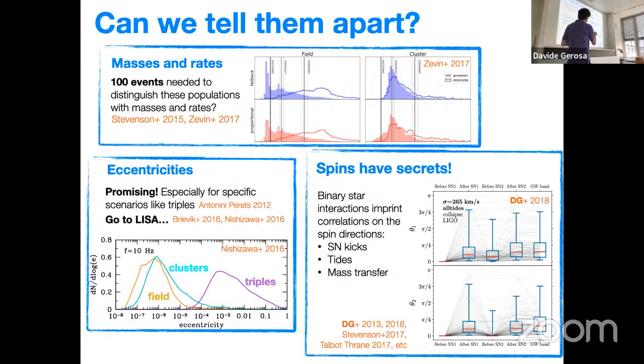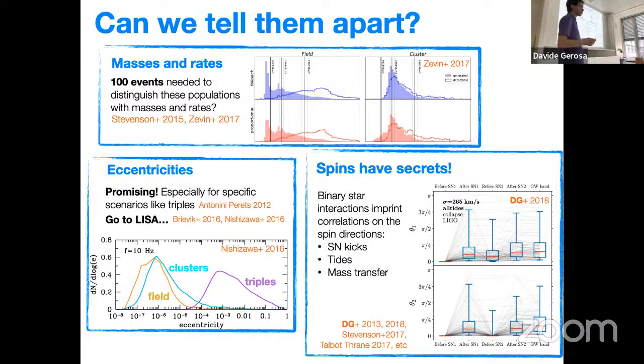Spins are promising. This is something I worked on in the past. The idea here being that if the black holes have been growing from binary stars, there are some aligning processes that might have aligned the spins, because the two things have been born together from the same molecular cloud, so they might inherit the same global angular momentum of the cloud.